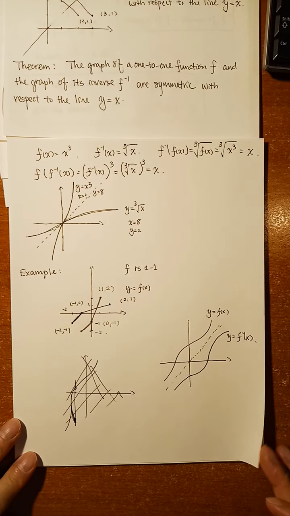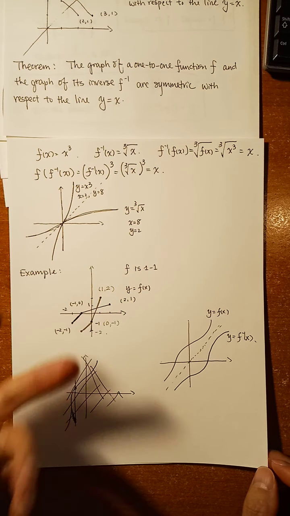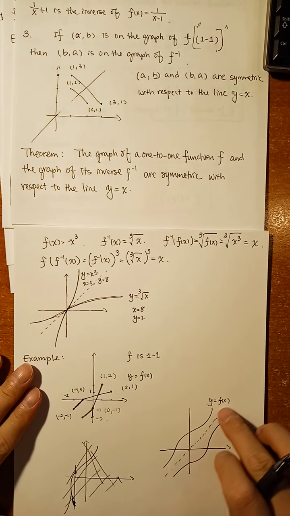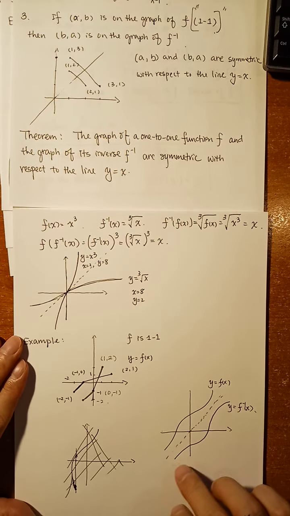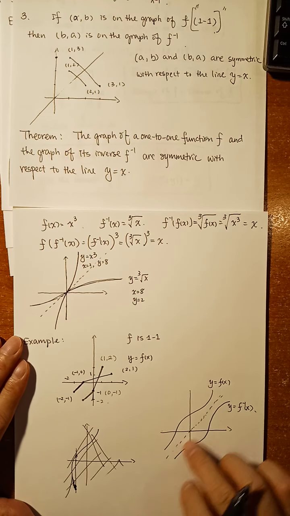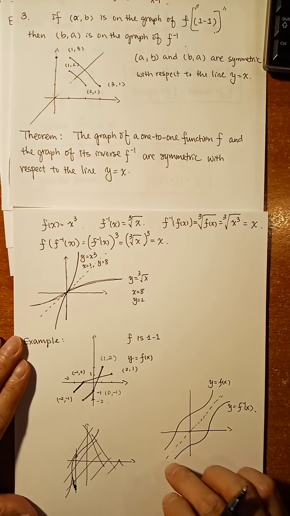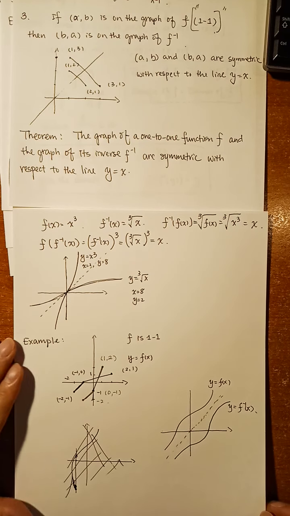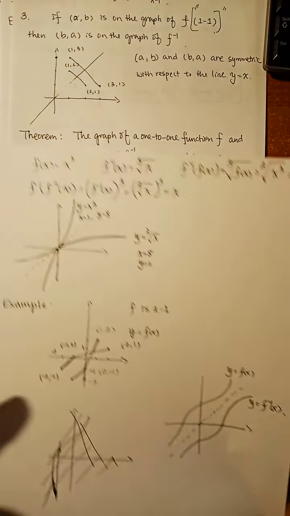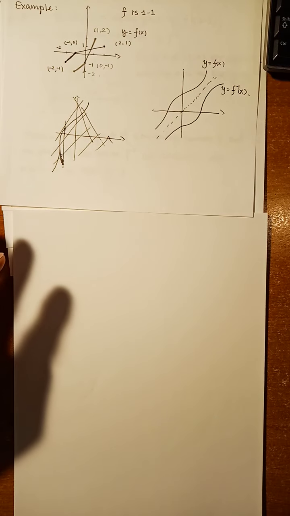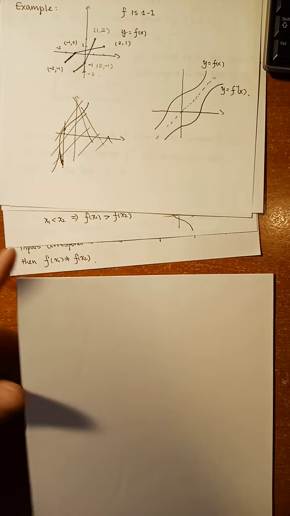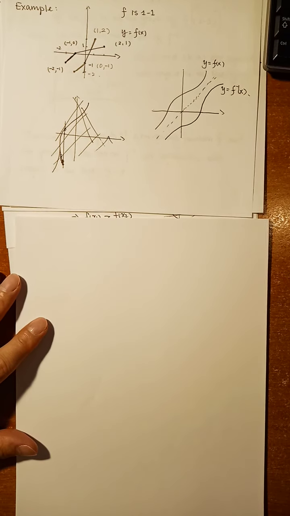Okay, so that's a graph. The graph of the original function and the inverse function are symmetric about the line y equal to x, that is the diagonal of the first and the third quadrants. Okay, so next let's see how we find an inverse function. We will do the examples and see the steps.